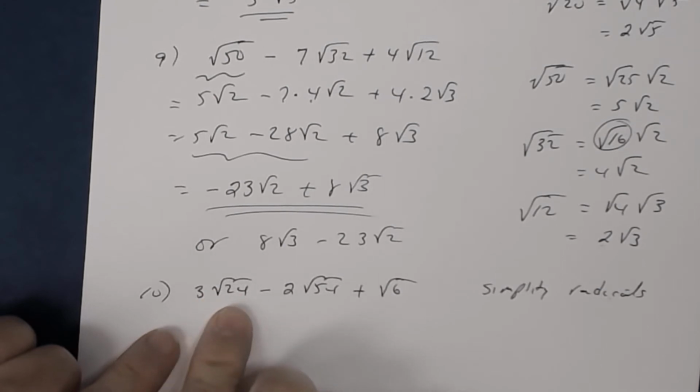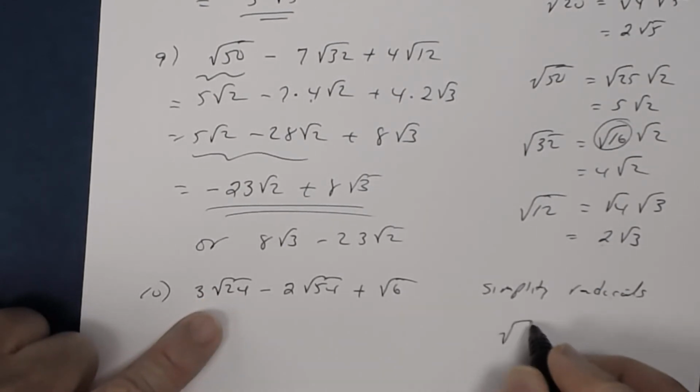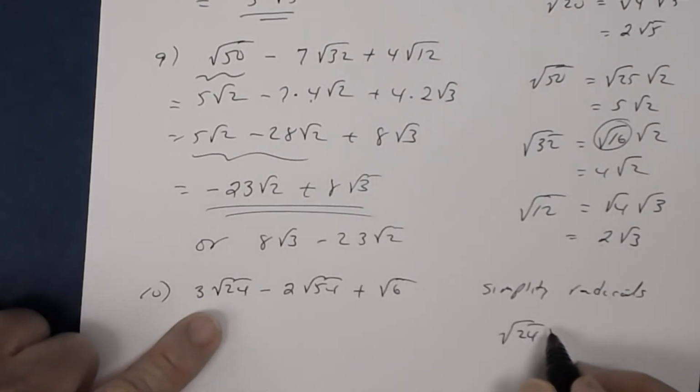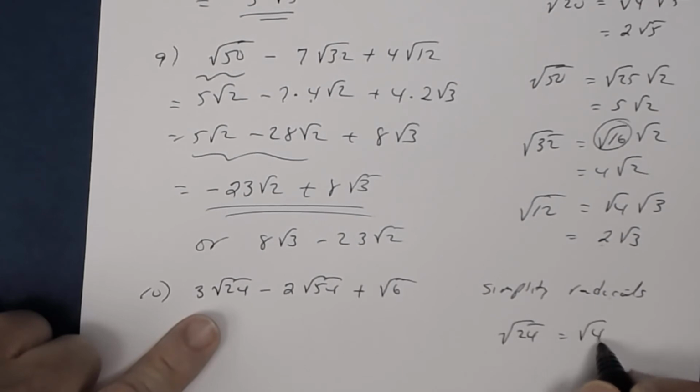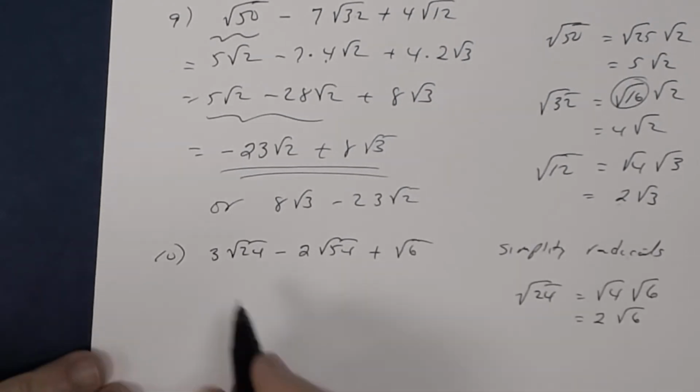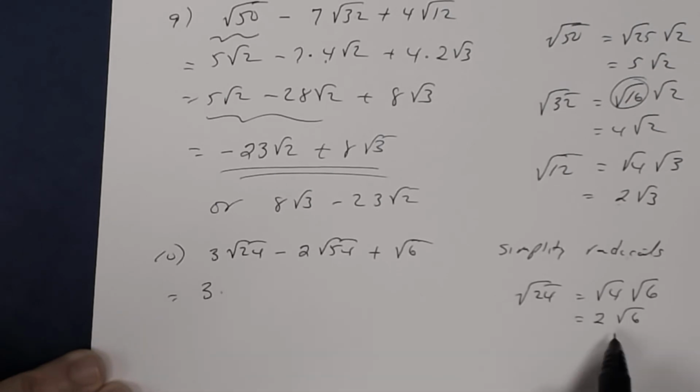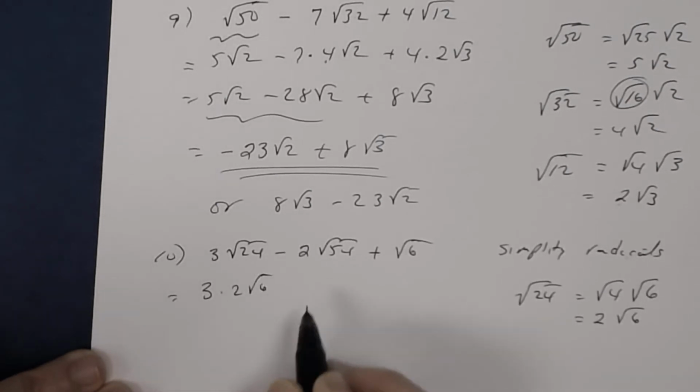But let's look at the square root of 24. What's the largest perfect square that goes into 24, besides 1? It is 4. So I can write this as the square root of 4 times the square root of 6. And the square root of 4 is 2, so this becomes 2 square root of 6. I can't simplify this any further. So this becomes 3 times 2 square root of 6. Square root of 24 is 2 square root of 6.